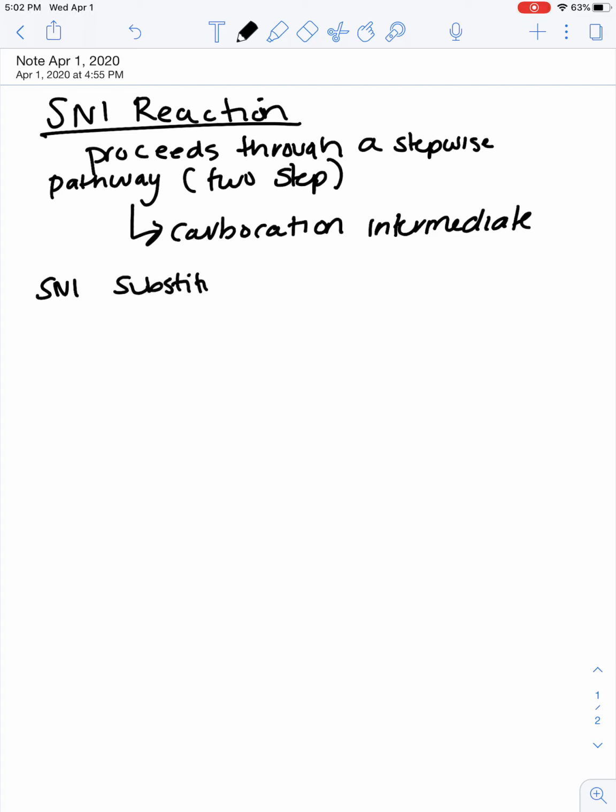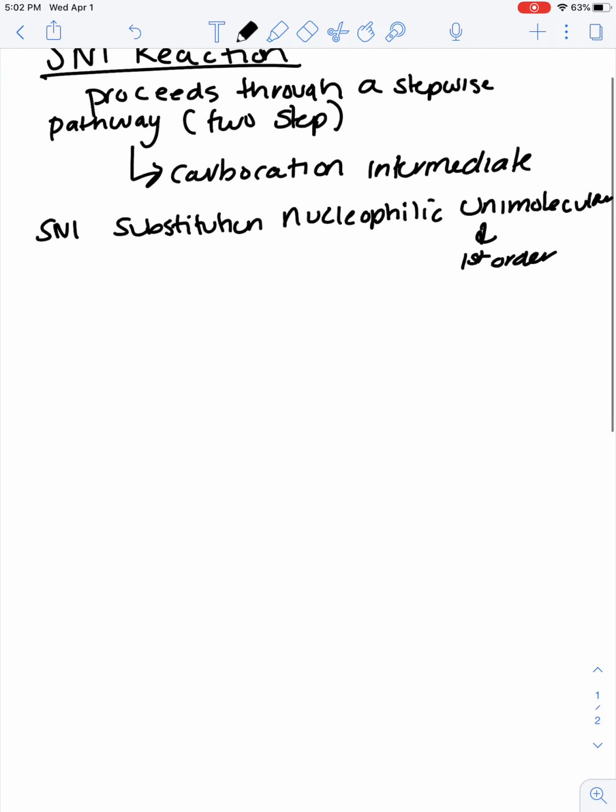SN1 stands for substitution, nucleophilic, unimolecular. So unimolecular means that overall this is going to be a first order reaction.